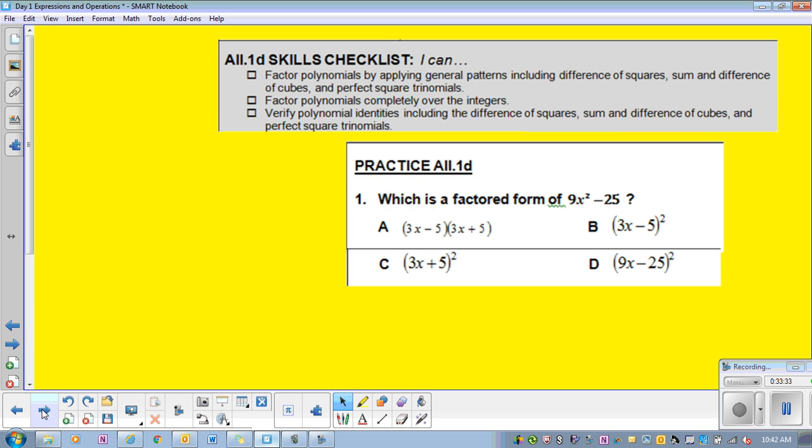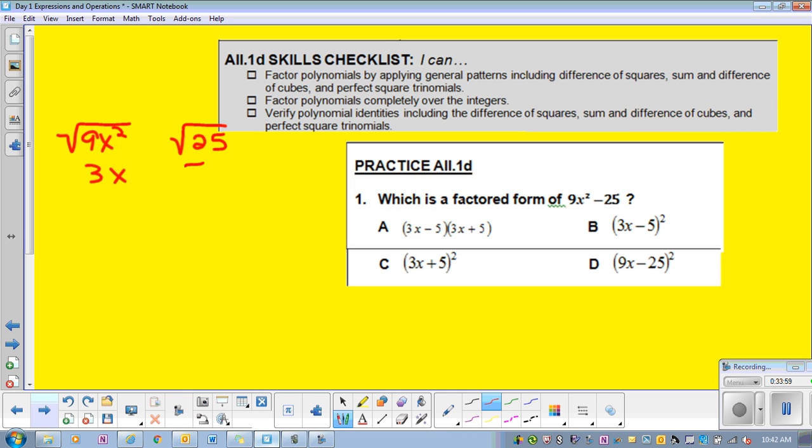Those are like minus, right? Two terms, minus, plus. Are these both perfect squares? If you took the square root of 9x squared, what is that? 3x, right? The square root of 9 is 3, the square root of x squared is x. What's the square root of 25? 5. Remember, it has to be subtracted in the middle, which that one is.